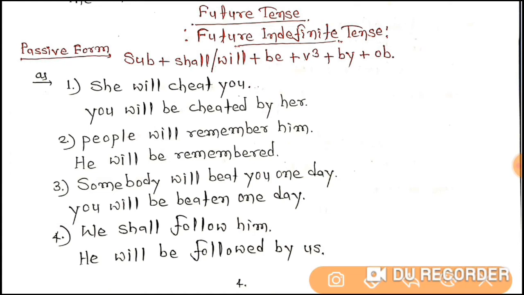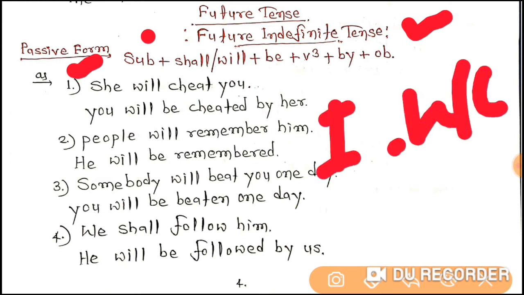The first one, future indefinite tense or simple future tense. So its passive formula is subject shall/will. If you need to use shall, you can use it with subject I and we. But in modern English grammar you can use will with all the subjects, whether it would be first person I and we. But if you want to use shall, remember to use it only with first persons I and we. Clear, students? But you can also use will with I and we.